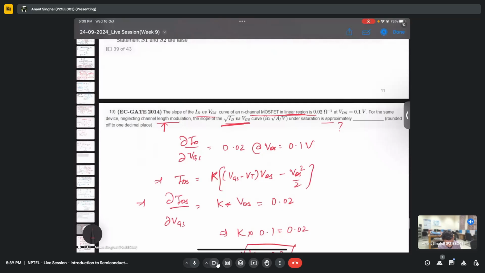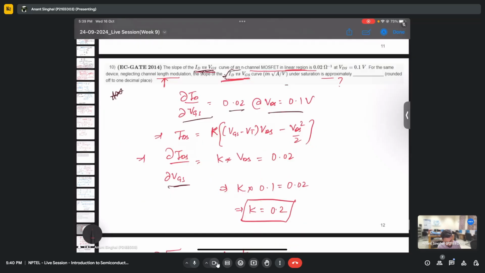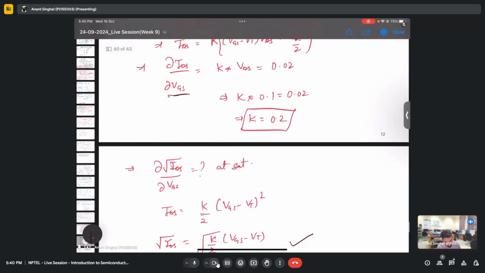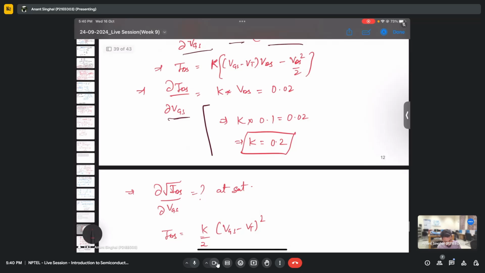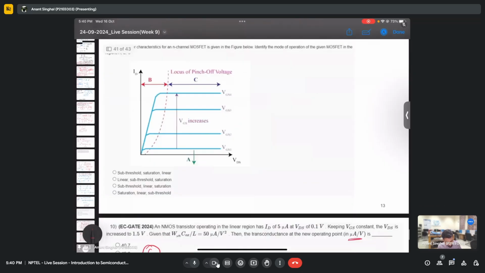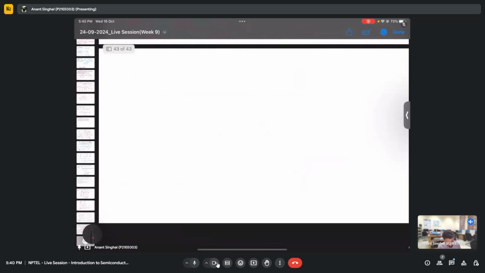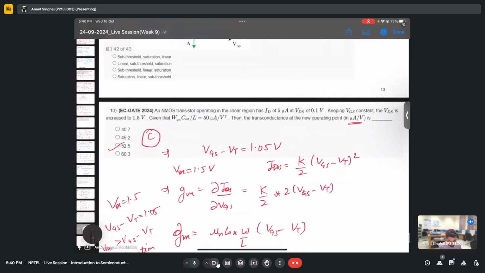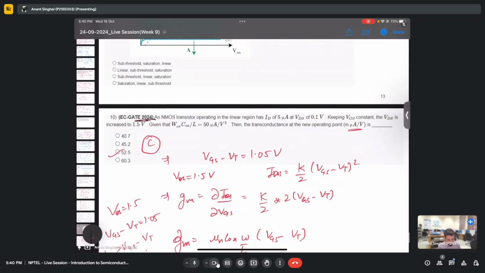So this was a very good question, which was a GATE question in which they give you a certain slope of ID-VG. At a certain point, you need to find the slope of ID-VG at a different point, or not the slope of ID-VG, but the slope of under root ID-VG. So we were able to do it using the linear and the saturation region equations. So again, this is ID-VD and all.